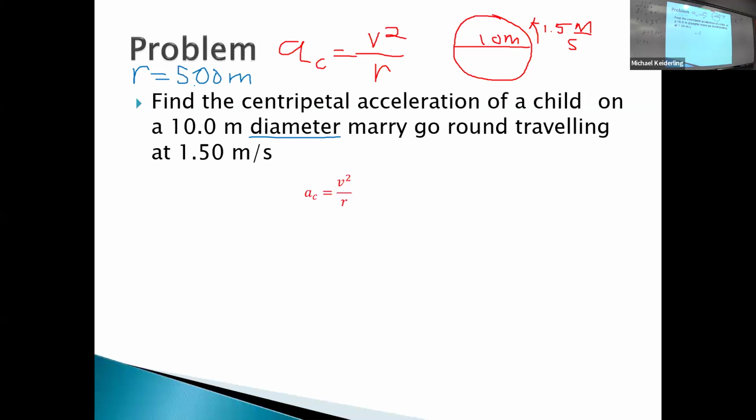The centripetal acceleration is speed squared over radius. Our radius is half our diameter. 10 meters divided by 2, 5 meters. So our centripetal acceleration is going to be (1.5 meters per second) squared divided by 5 meters, which comes out to 0.450 meters per second squared. 1.5 squared is 2.25, divided by 5 is 0.45.